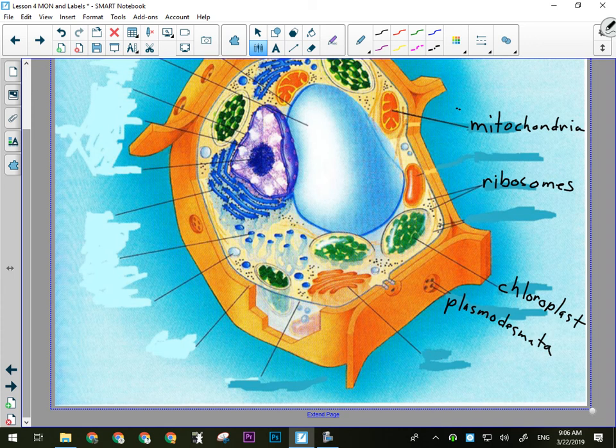All right, this orange thing gets rid of wastes. It has a technical-sounding name that starts with G. Golgi apparatus, right?